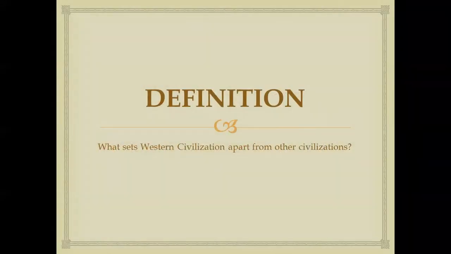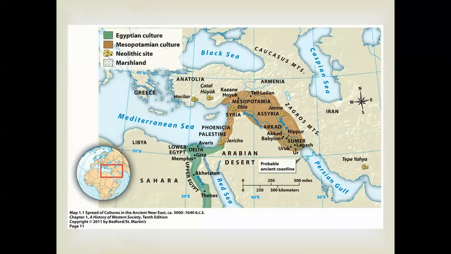This goes to the next point, definition. What sets Western civilization apart from other civilizations? The term doesn't refer to any geographical region, but the development of a common set of ideas and historical experiences of various peoples, starting in the Near East and then moving into North Africa, Europe, and the Americas.